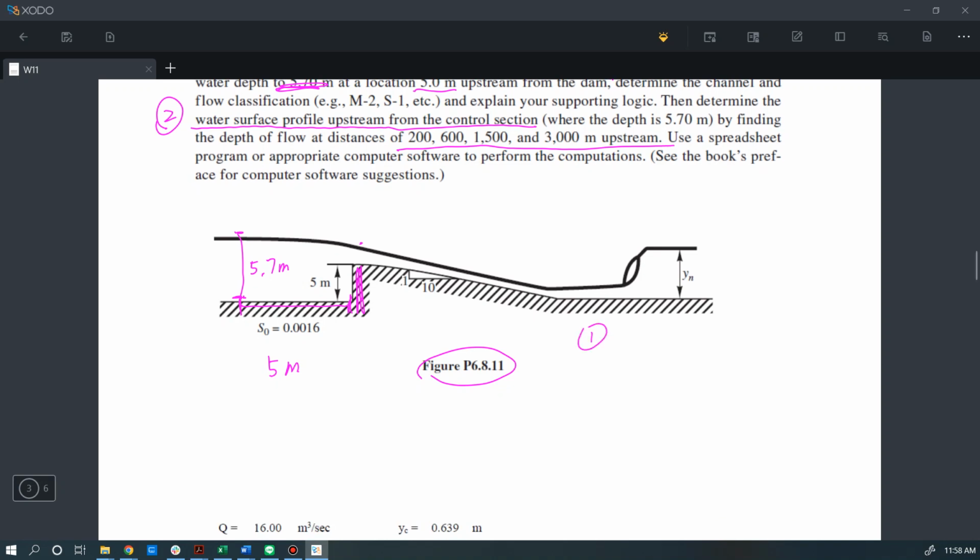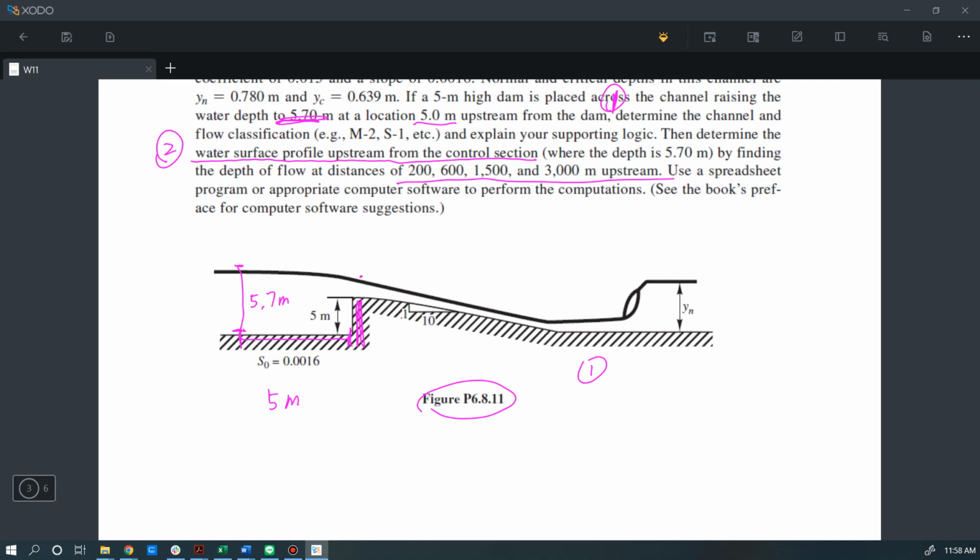So here, the first one is the flow classification, and we need to first identify whether this flow is supercritical flow or subcritical flow. To do that, we will compare the normal depth and the critical depth for this channel. And these two pieces of information have been given by the problem. The normal depth yn is equal to 0.78 meter, and the critical depth yc is equal to 0.639 meter.